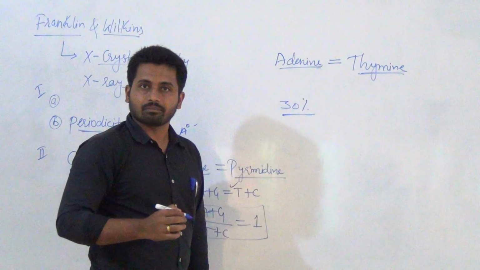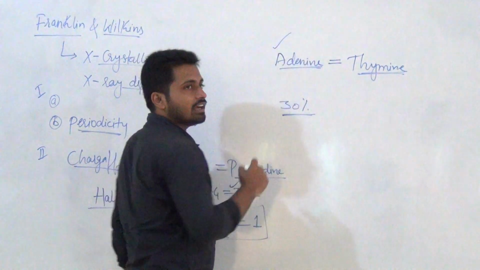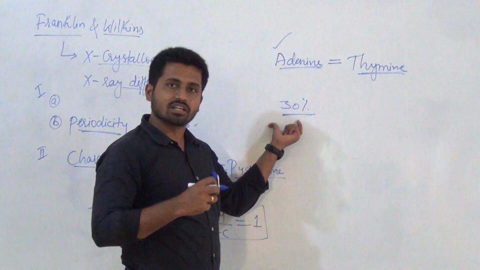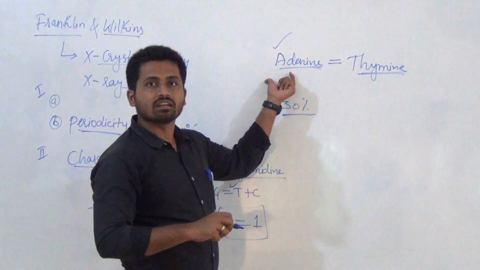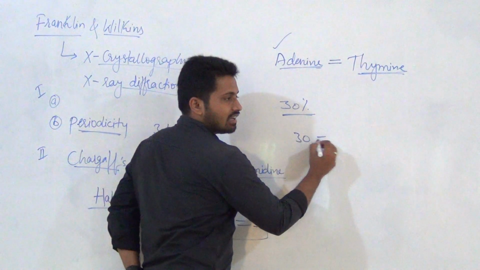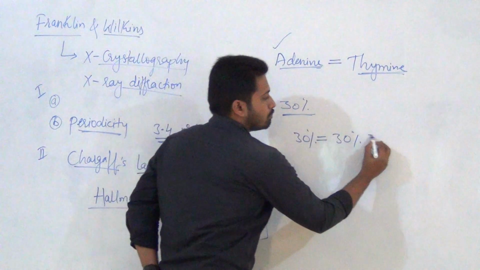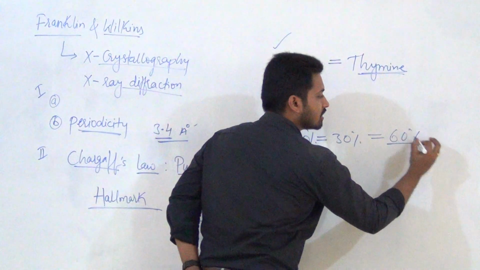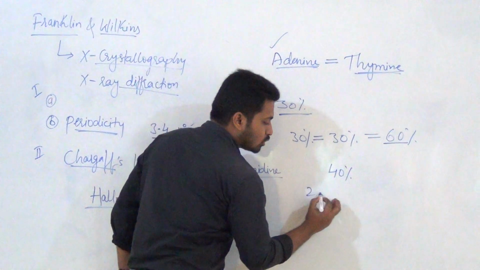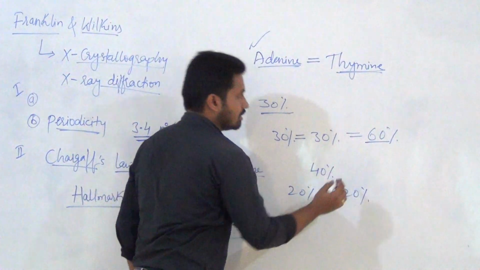Suppose the question is like that. In a DNA, 30% of guanine is there. Then calculate the percentage of adenine. How are you going to calculate? Remember, guanine is 30%, which means cytosine is also 30%. Combining these two, it becomes 60%. The remaining 40% is nothing but 20% of adenine pairing with 20% of thymine.